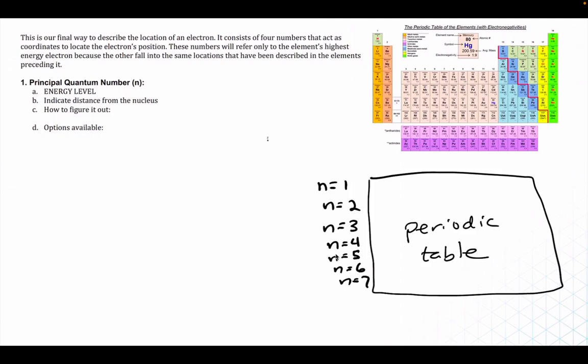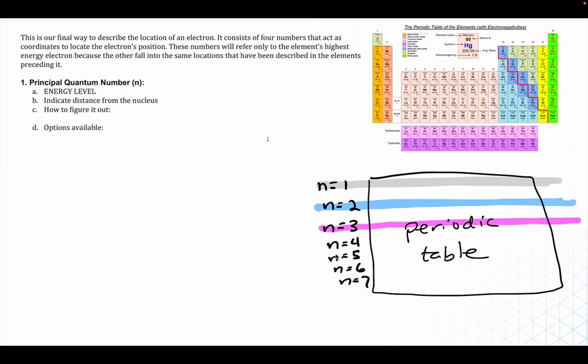If you look at your periodic table, or if you just want to sketch this in your notes, that first row or period is n equals 1. Those elements all have electrons that are only in that first level. N equals 2, these elements are going to have electrons in the second energy level and the first energy level. N equals 3, they're going to have electrons in the third energy level, but also the second and the first. So the levels below it also contain electrons.